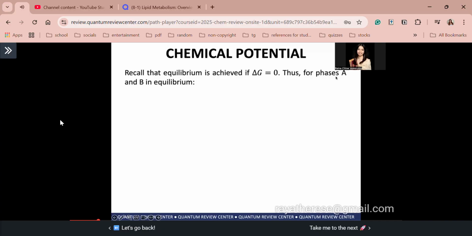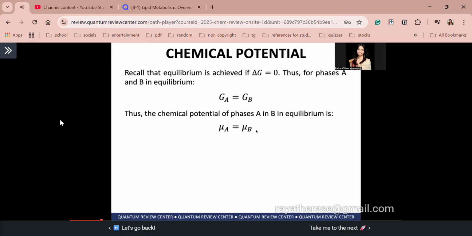So recall that equilibrium will be achieved if delta G is equal to 0. Thus, what can we say if a binary mixture has phases A and B in equilibrium? What can we say, guys? The Gibbs free energy of phase A, or substance A, is just equal to the Gibbs free energy for B. Okay? Because they are in equilibrium. Again, we can achieve equilibrium if delta G is equal to 0. So GB minus GA must be equal to 0. Okay? So how can we relate this to the chemical potential of phases A and B in equilibrium? In equilibrium, guys, remember, the partial molar quantities, the chemical potential, and you have to see here the tendency of the substance to change. Okay? So the chemical potential of phase A is equal to the chemical potential of phase B. Okay? I hope it's clear, guys.